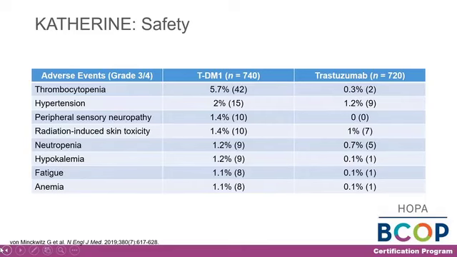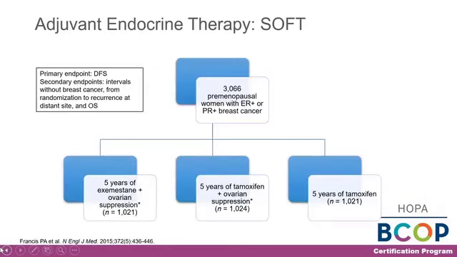Before I move into some adjuvant endocrine data, I do want to point out that adjuvant neratinib has also, in recent years, been FDA approved for treatment of high-risk breast cancer that is HER2 positive, and more details on that study, which is the ExteNET study, can be found in the breast cancer content outline.